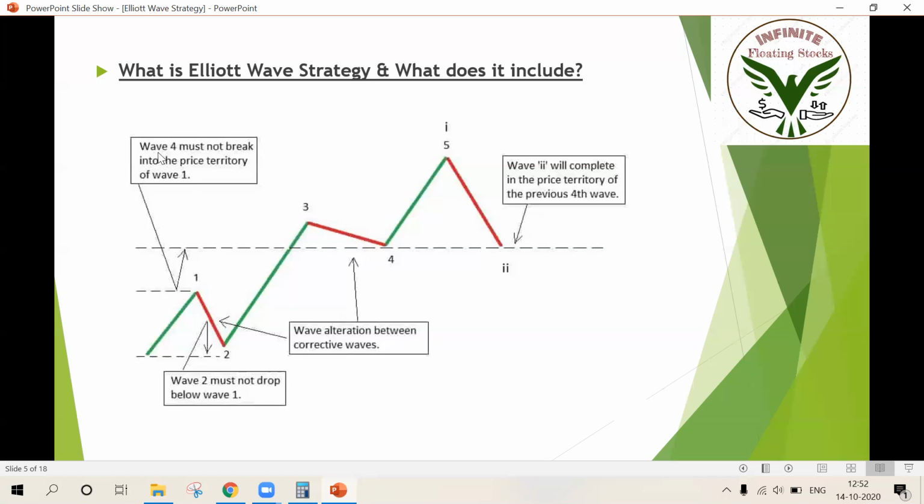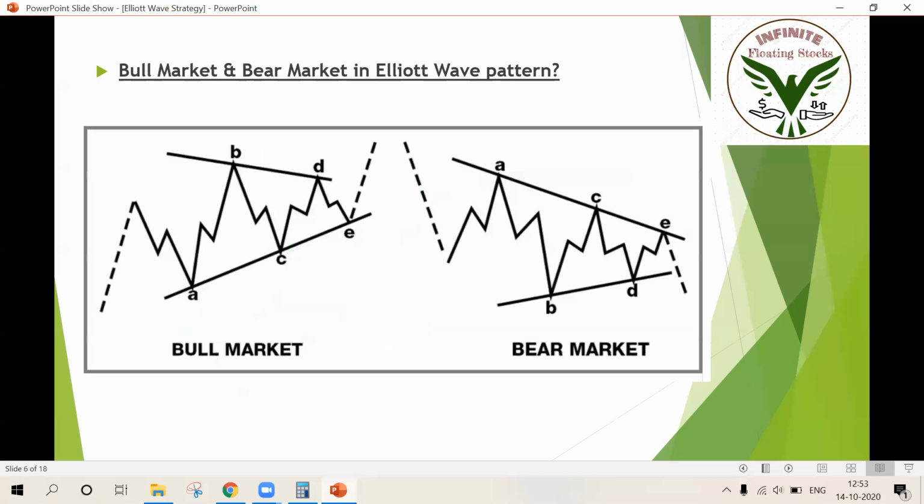Look at this thing. Wave 4 must not break into the price territory of wave 1. This is the price territory of wave 1. Wave 4 should not break into the price territory of wave 1. Those are the important things you need to remember.